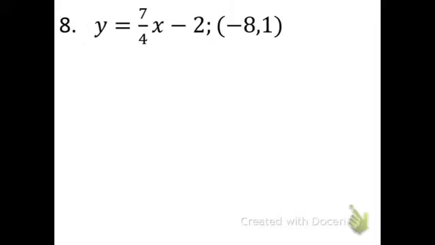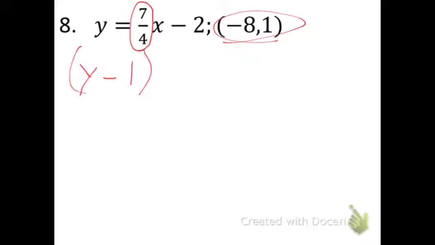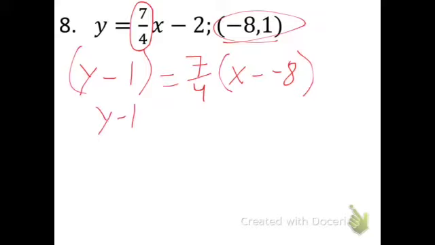Moving on to 8. We already have our slope, it's right there. And we need a line that has this slope, goes through this point. And to do that, we're going to do y minus our y1 and our slope of 7/4 times x minus negative 8. Left side, we got y minus 1.